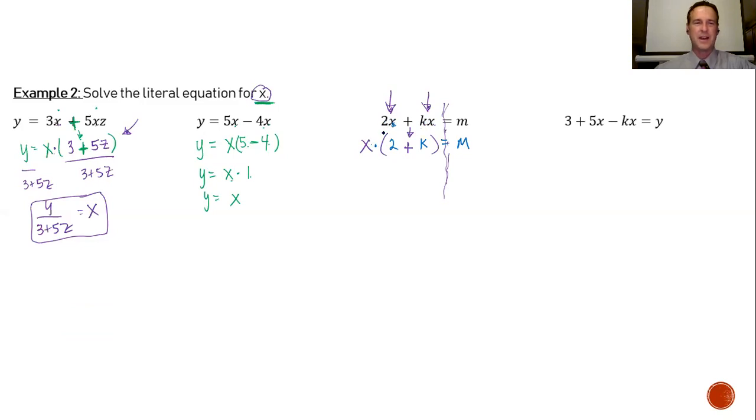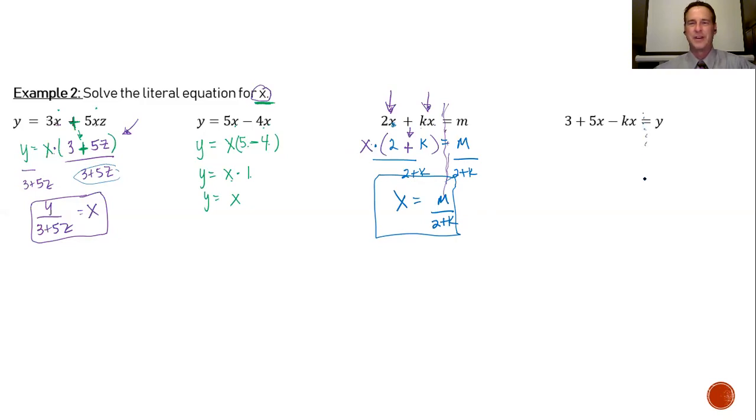And so if I want to get x by itself, I'm going to do the same thing that I did over here to the right. I'm going to divide. Okay, and then over here, same thing, 2 plus k. And that is it. Okay. Last one is a tiny bit different.